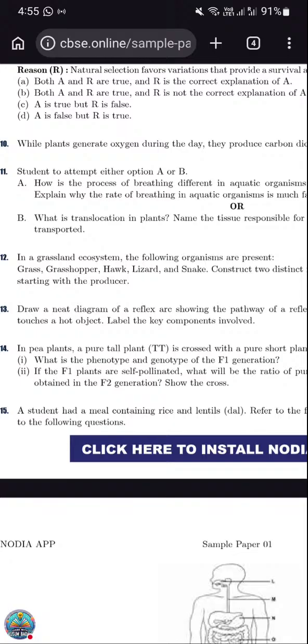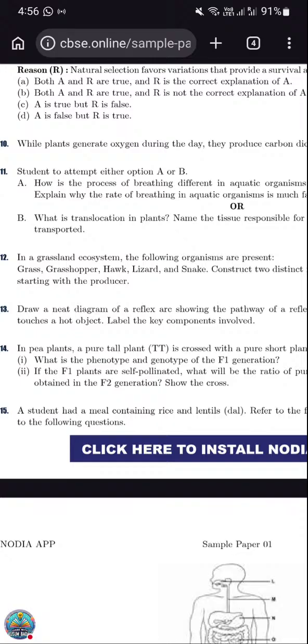Okay, first food chain: grass is eaten by grasshopper, then grasshopper is eaten by lizard, then lizard by hawk, we can write. For the second one, grass is eaten by snake, then snake to hawk.